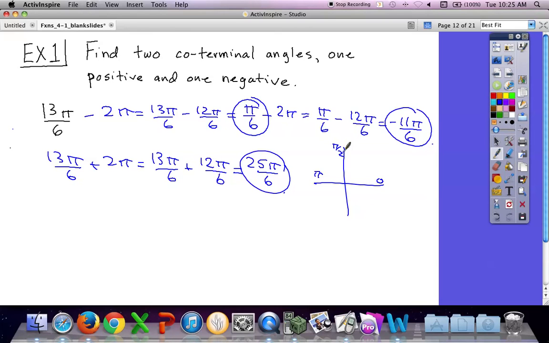Pi over 6 is less than pi over 2. It's actually 1/3 of the way. That is pi over 6. So this is the angle pi over 6. Again, I could get to that terminal side by doing 25 pi over 6, by doing negative 11 pi over 6, by doing 13 pi over 6. They all get you to the same place.